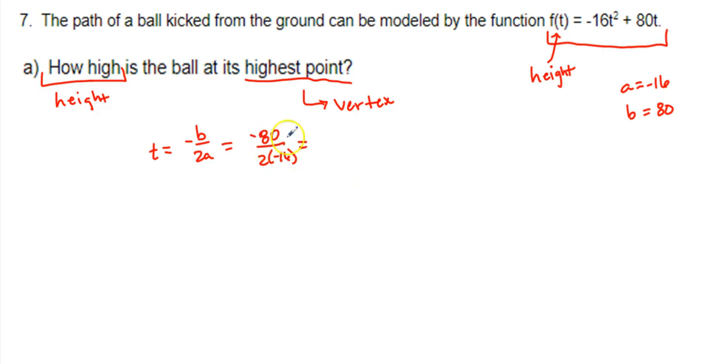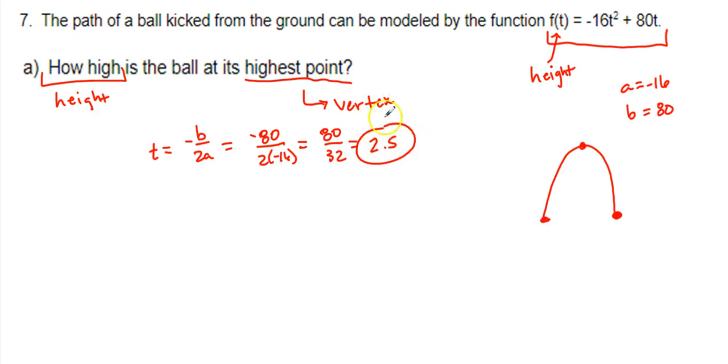So the amount of time that this takes is going to be a positive 80 divided by 32, which is 2.5. So this is going to be the amount of time that it takes when it starts on the ground. It's going to come up and then hit its highest point. That's that vertex. That's the amount of time that it takes to hit that highest point. And then after it hits the highest point, it's going to decrease and then hit the ground. So there's my other point.